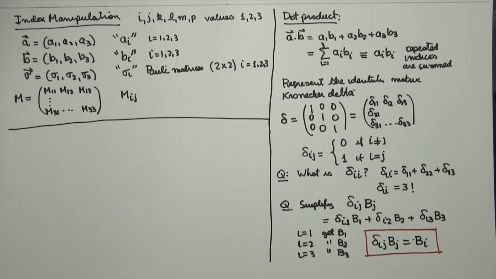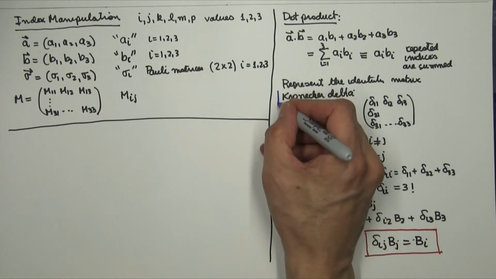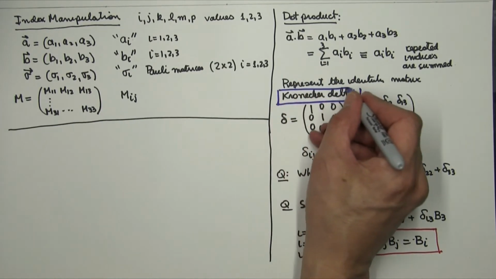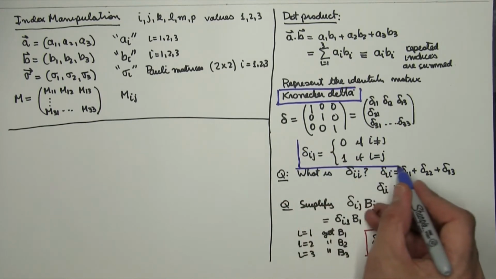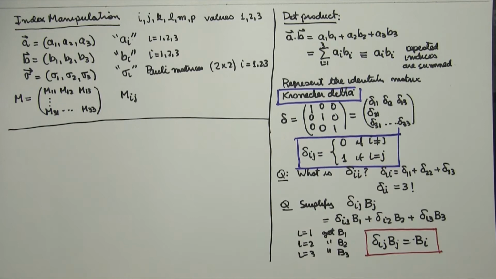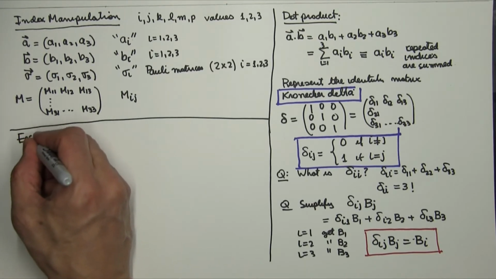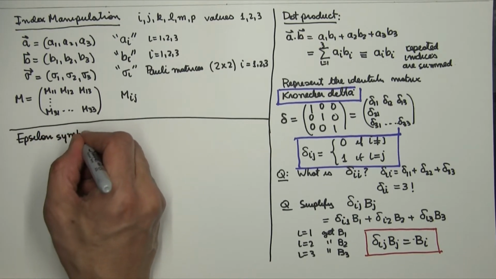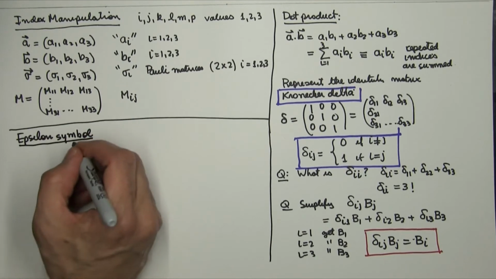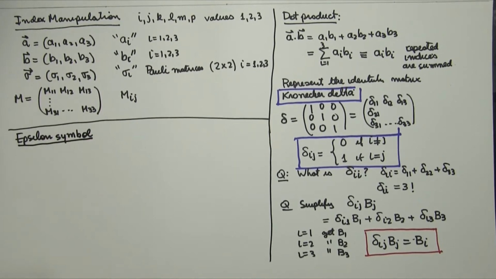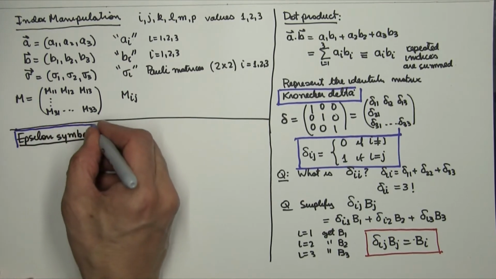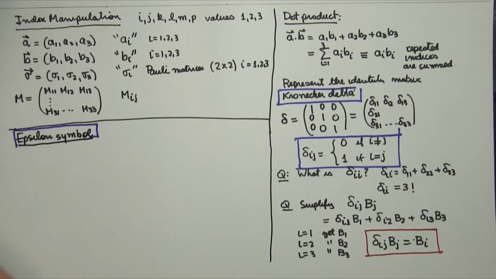So we had the Kronecker delta. We've introduced the Kronecker delta. It's defined this way. It's a nice object, and we have a property here. So far so good. There's another object that is pretty important, which is the epsilon symbol. So that's another very useful object. Let's put it in blue. So what is the epsilon symbol?